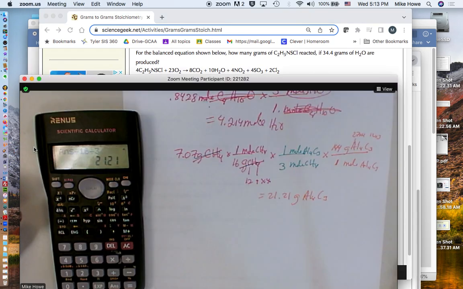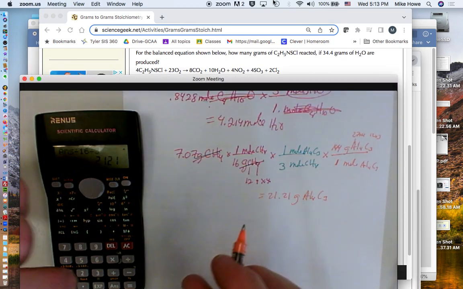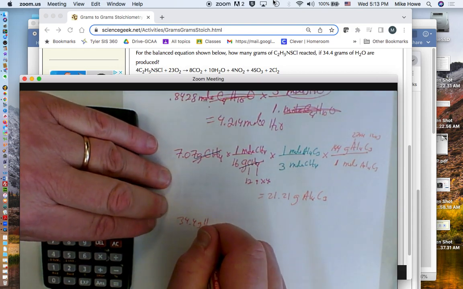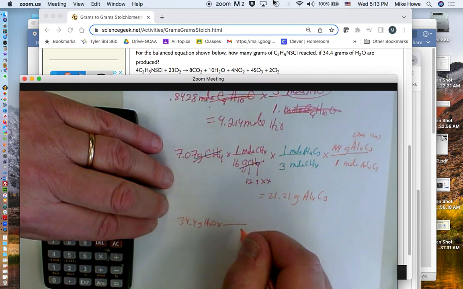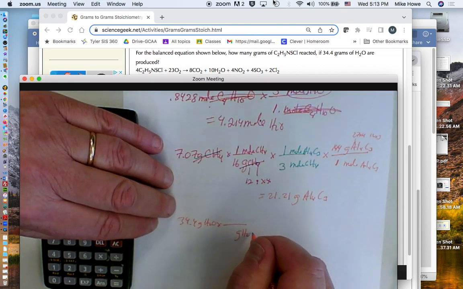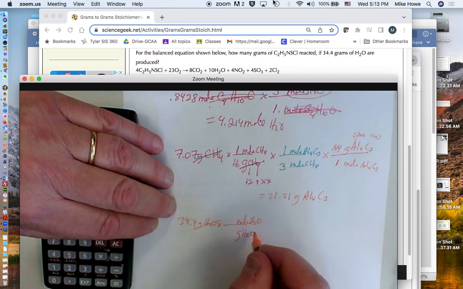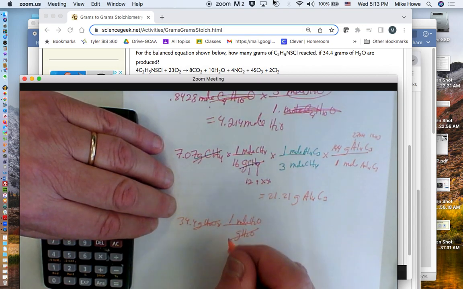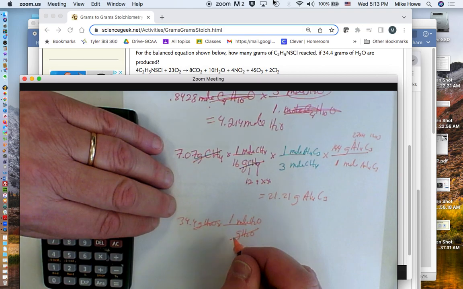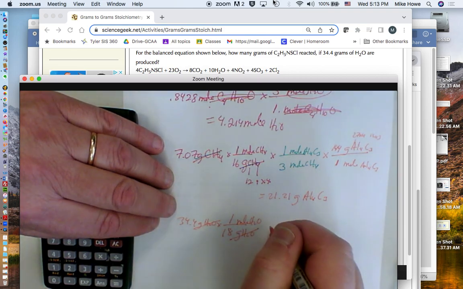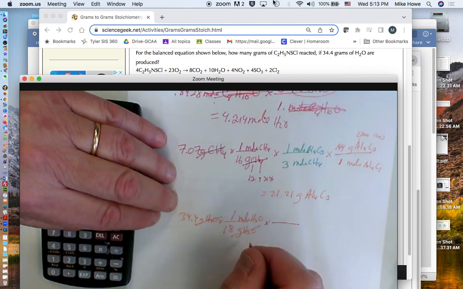All right, so this question says you have 34.4 grams of water. So you'd have 34.4 grams of H2O. You have to change that to moles, so you put grams of water on the bottom and moles of water on the top. Again, grams are on the bottom, so they cancel. 1 goes with moles, except in the mole ratio, and the number of grams in 1 mole of water is 18. Now we're ready for the mole ratio.